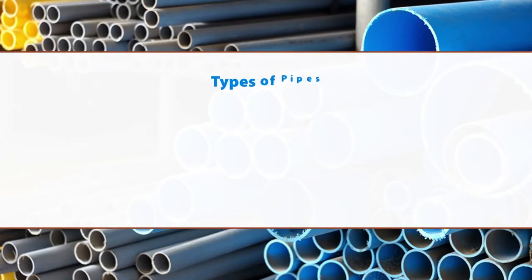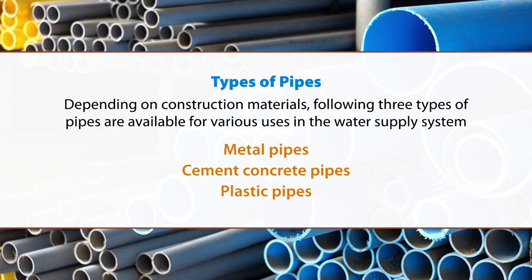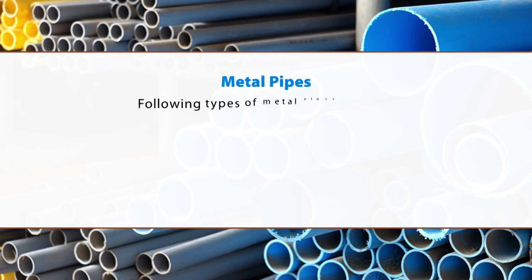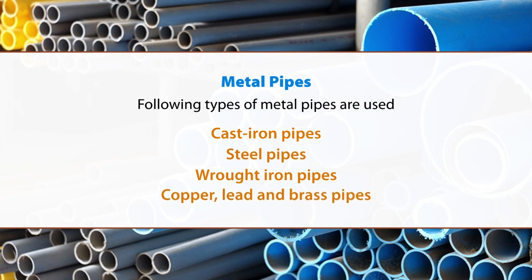Now, types of pipes. Depending on construction materials, the following three types of pipes are available for various uses in the water supply system: metal pipes, cement concrete pipes, and plastic pipes. Metal pipes. The following types of metal pipes are used: cast iron pipes, steel pipes, wrought iron pipes, and copper, lead, and brass pipes.